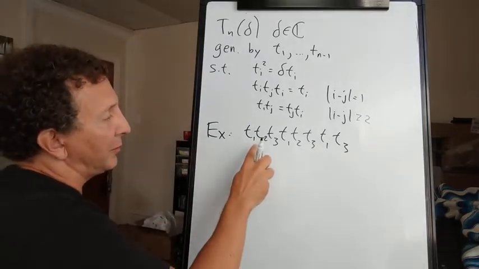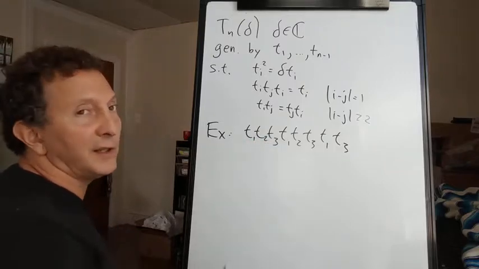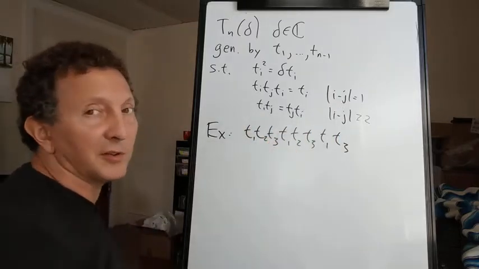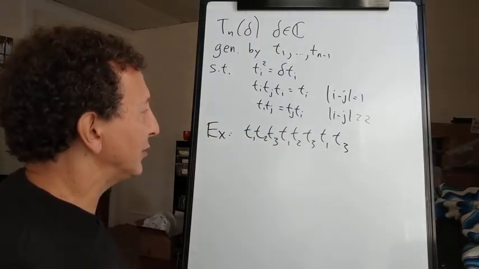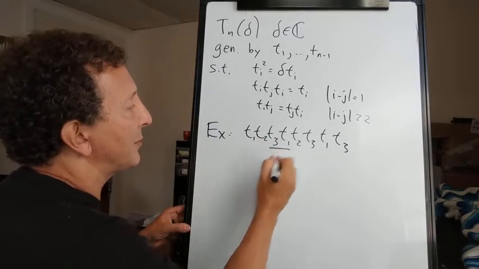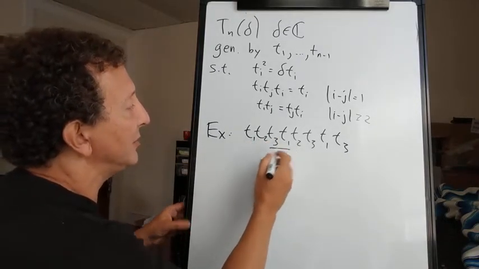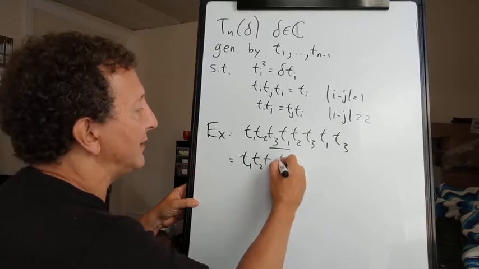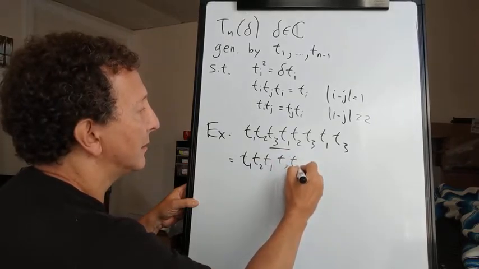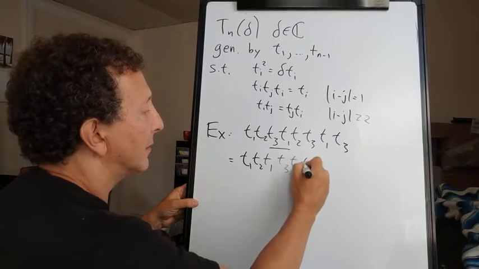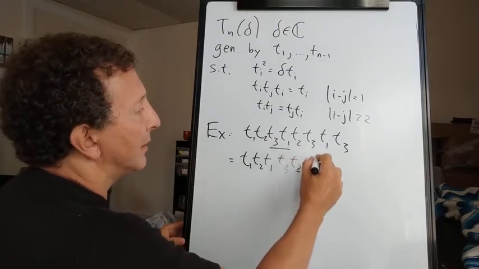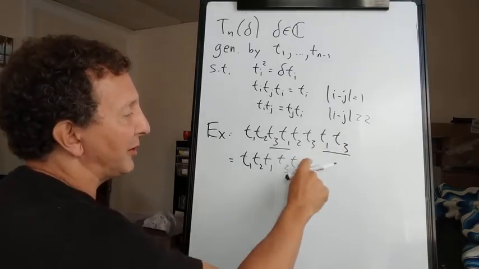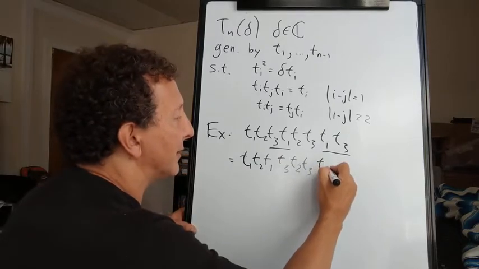Well, it does. We see we can almost have a t1, t2, t1 here. The 3 is in the way, but t3 and t1 commute because their difference between 3 and 1 is at least 2. So I can swap these, and then I'll get a t1, t2, t1, and a t3, t2, t3. And then t1 and t3 commute. I might as well put the 3 first because it's going to cancel a t3 there.